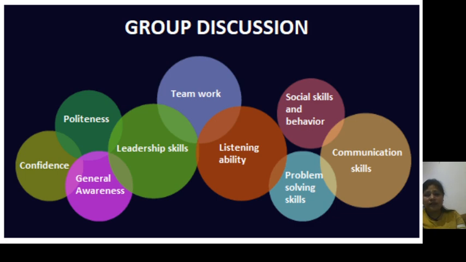So as you can see, the first is teamwork, right? You need to know what teamwork is, and then you must be aware of social skills and behavior. Your behavior must be very nice and cooperative, understanding, and then you have to have good communication skills, no matter whether you speak in Hindi or in English. But whatever language you pick up, you must have a certain command over it. And then there are problem solving skills. You must have problem solving skills, then listening ability, leadership skills, general awareness, confidence, politeness.